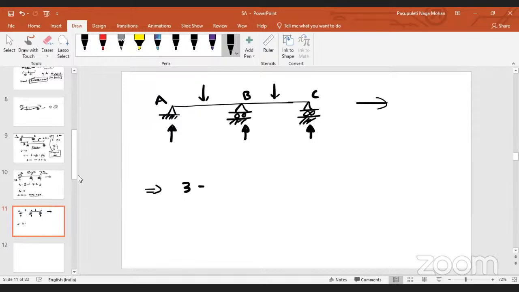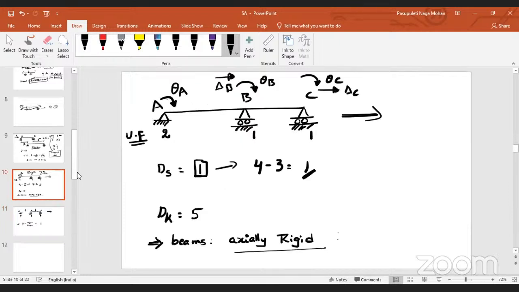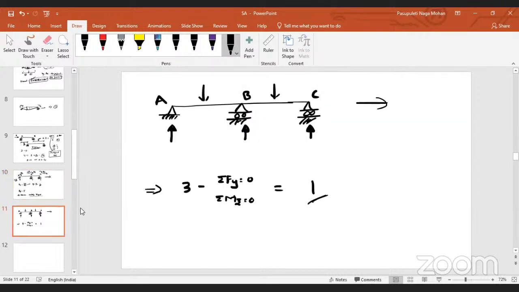So this is where we should not say two. We are not considering the horizontal, so I will consider only summation along y equals 0 and summation of moment equals 0. Three minus two equals how many? One. Is there any change in the static indeterminacy here? No, right? Here also one, and the previous case is also one.